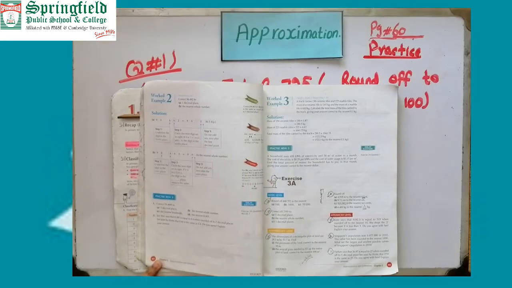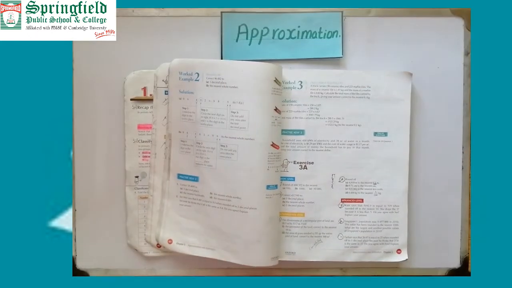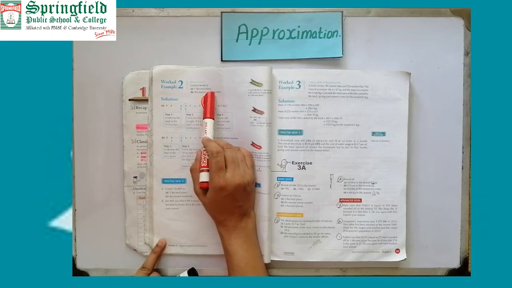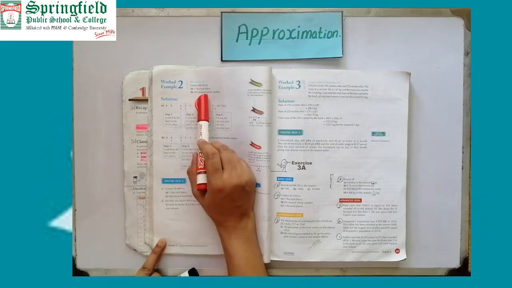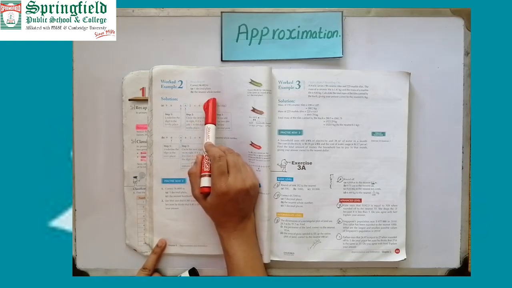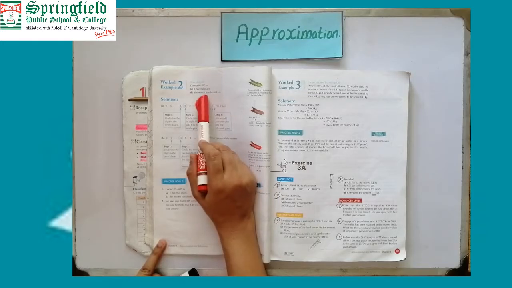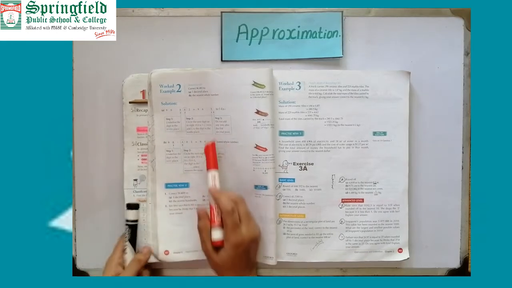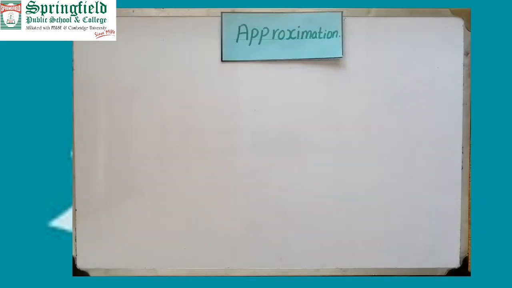Okay. Now come to page 61, example 2. For example 2, they are saying to correct 96.482 to 1 decimal place in the first part, and in the second part to the nearest whole number. A whole number means a number without any decimal point. Fine, it is called a whole number. A decimal means a number that has a decimal point. That number is called a decimal number.